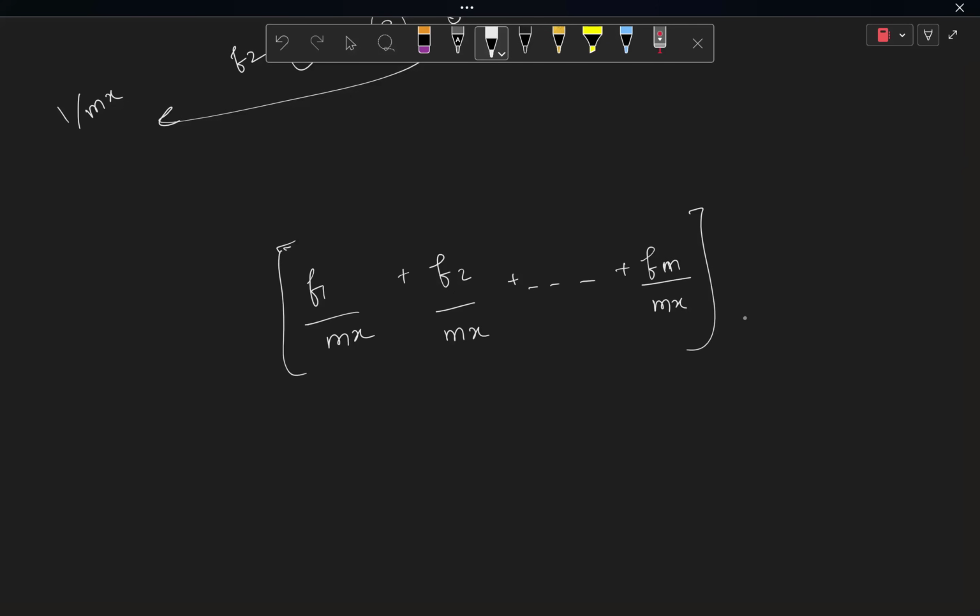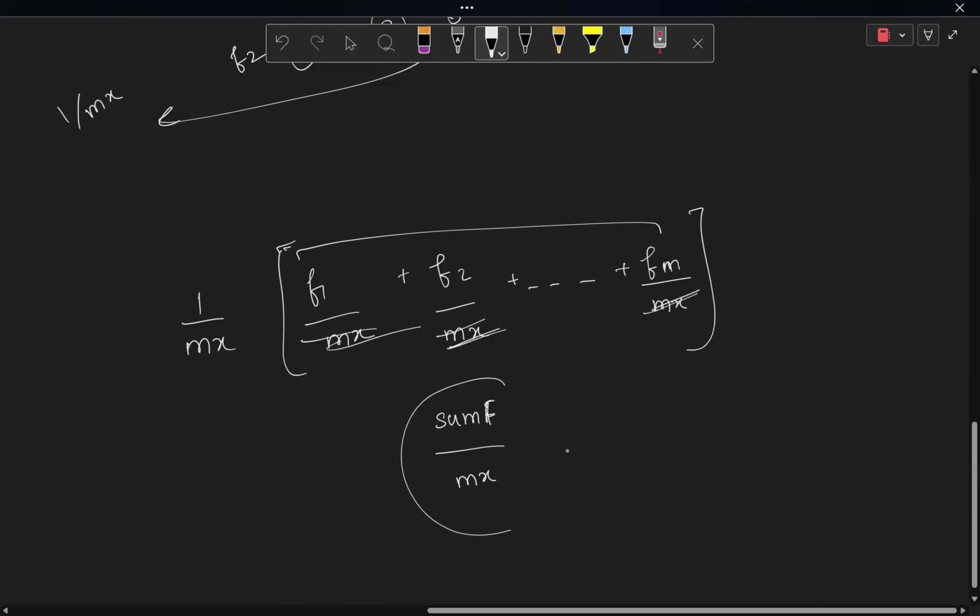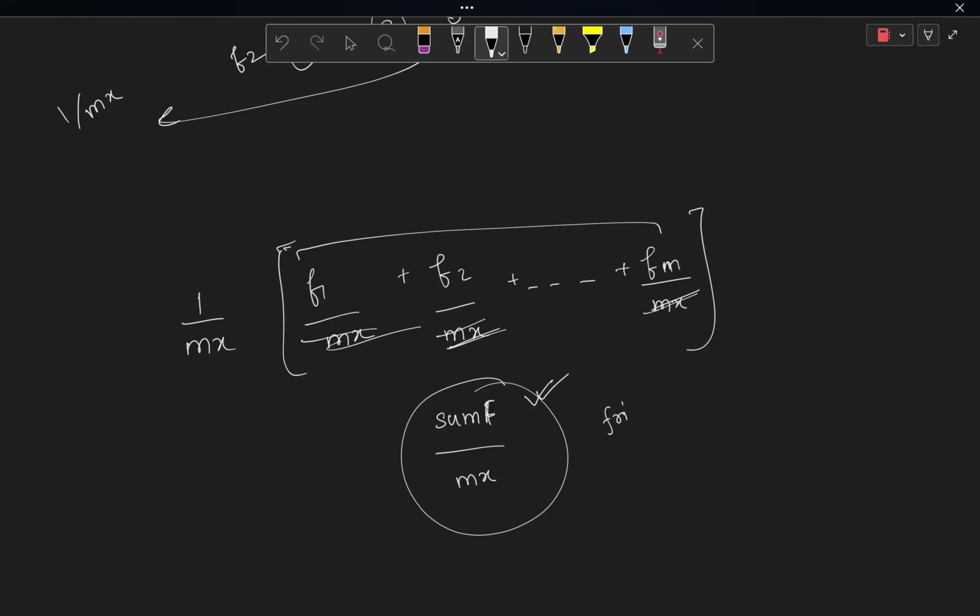And you can just take mx common in all of them. So what you're getting here is the sum of all of them. This is nothing but sum f. Let me just use a variable sum f here. So in one turn, you are getting sum f by mx as the expected friendship value in one excursion, right?